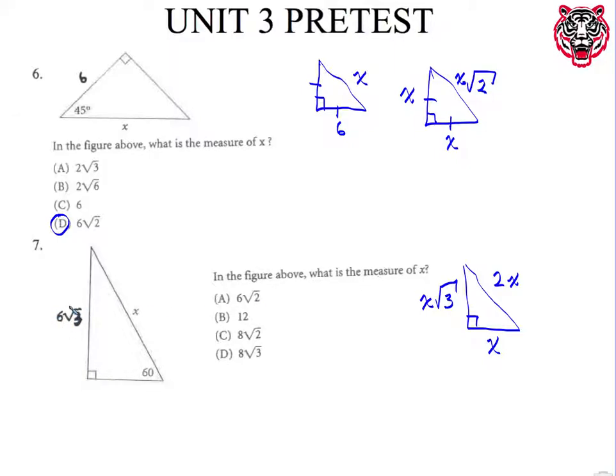So if this is 6 square root of 3, I need to divide by square root of 3 to get to here. If I divide by the square root of 3, the square root of 3 cancels out. I'm left with just 6 here. And then to get to the hypotenuse, I need to multiply by 2, and I get 12. So in this problem, I divide by square root of 3 and multiply by 2. Does everyone remember that 6 square root of 3, if you divide that by square root of 3, these cancel out? You remember this rule? All right, just making sure.